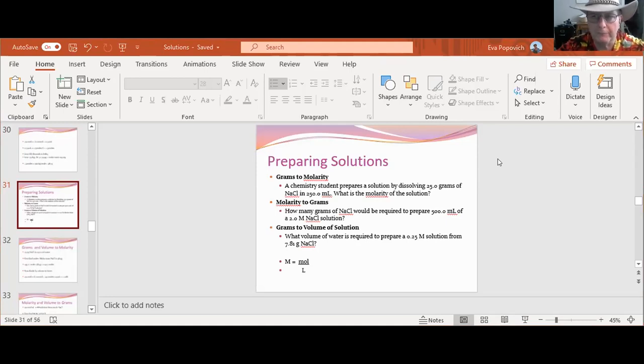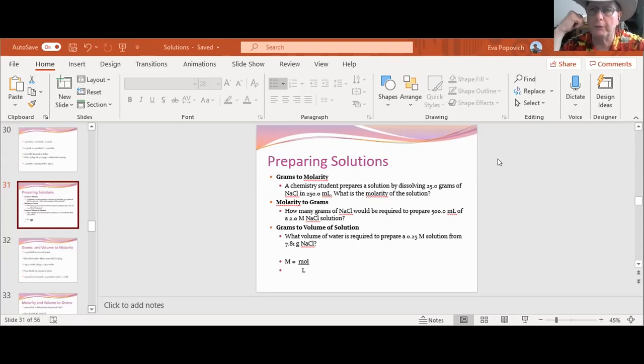You want to know the molarity. Molarity is defined as moles per liter. If you dissolve 25.0 grams of sodium chloride in 250 milliliters, what is the molarity? We find the number of moles of NaCl first. How are you going to do that? You're going to take the 25 grams and do what with it? 25 divided by 58.5. Absolutely. You're going to divide it by 58.5, which is the molecular weight of sodium chloride, and you're going to get the moles that way.